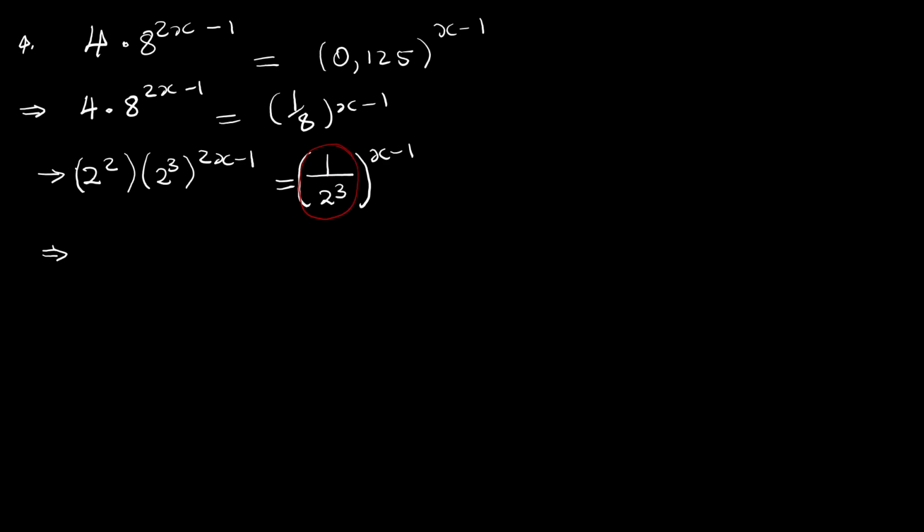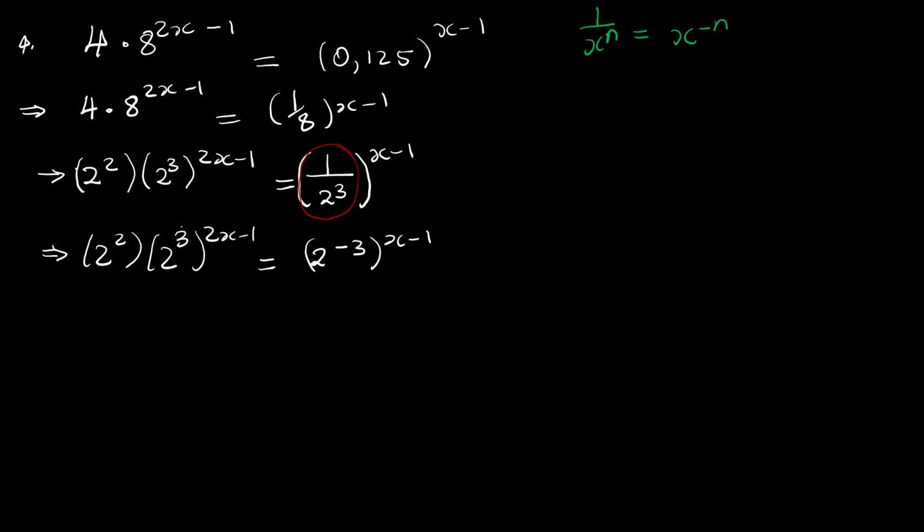That's what we're going to work on the next step. Let's work on that. So this will be 2 to the power 2, 2 to the power 3 to the power 2x minus 1. It's equals to, so now remember, there's a law of exponent that we discussed in our previous lesson that says if I have 1 over x to the n, this can be written as x to the power minus n. So everything on the denominator but the exponent is negative. This is to the power x minus 1.